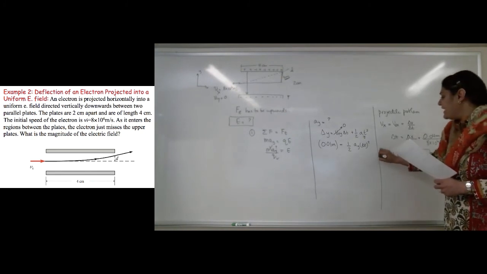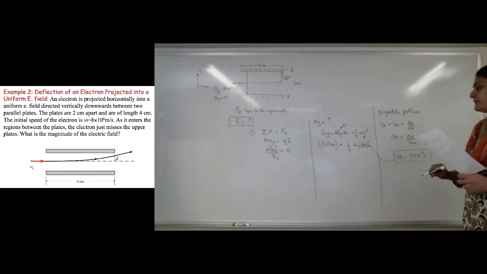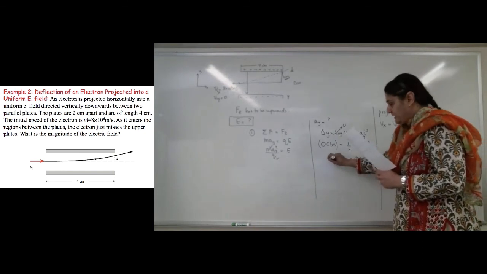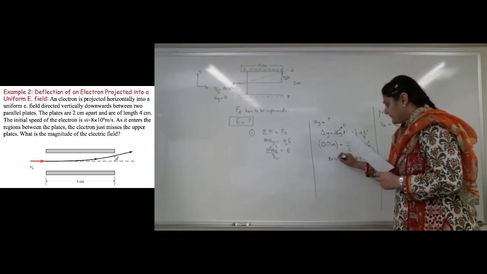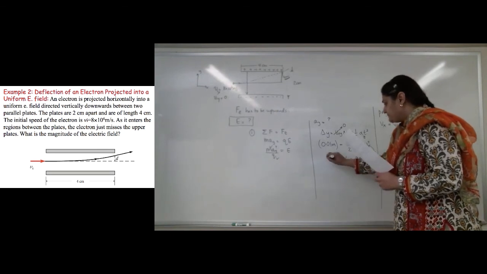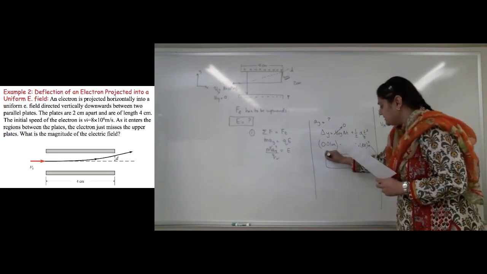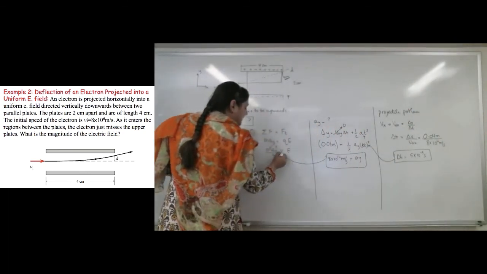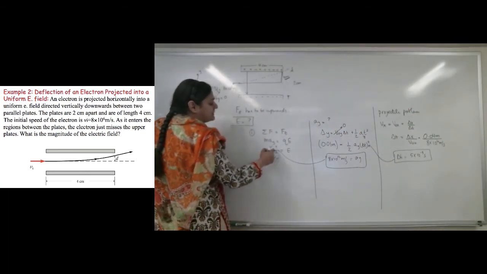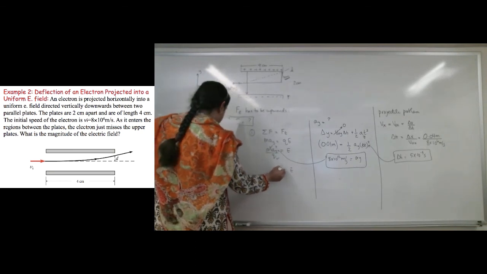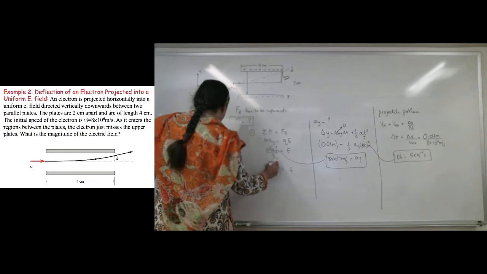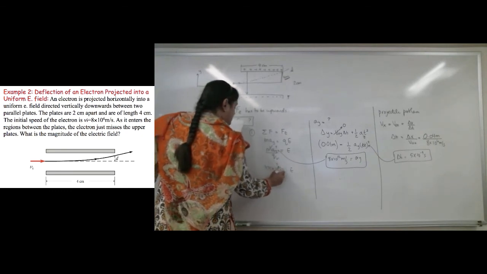So once I have that, I can plug that back in here, and I can calculate a_y. Once I have that, I can plug it into here. Knowing m and q, all I have to do is place values in here, and I get 4.55 times 10 to the 3 newtons per coulomb.